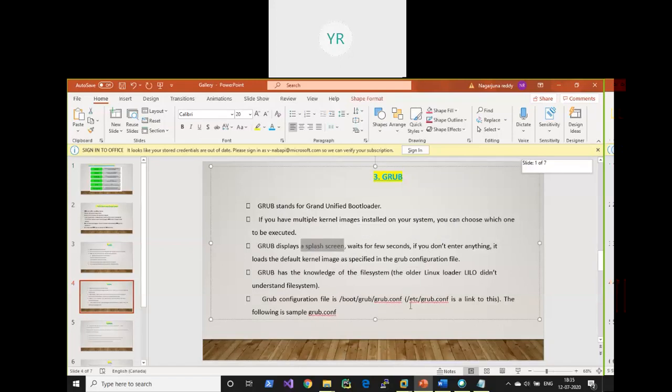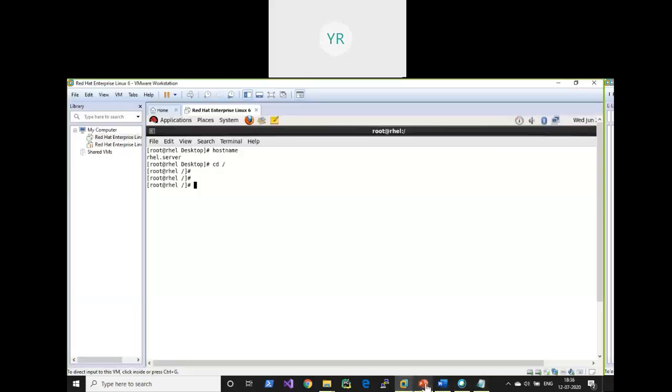Similar file: there is a link for this file. This is the original file, and the link for this one is a symbolic link, /etc/grub.conf. In /etc there is a file, and this is the original file. They maintain the link as a kind of backup.